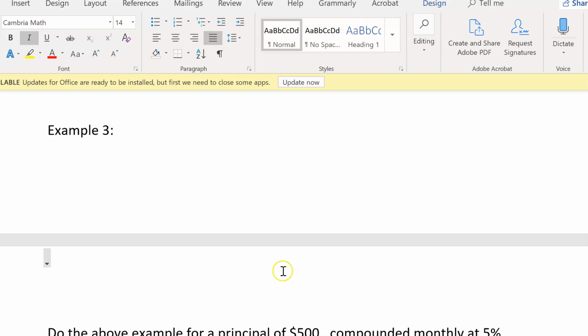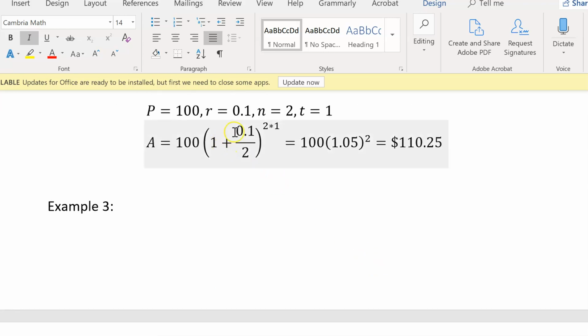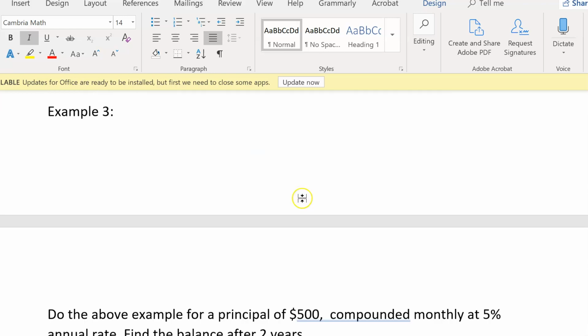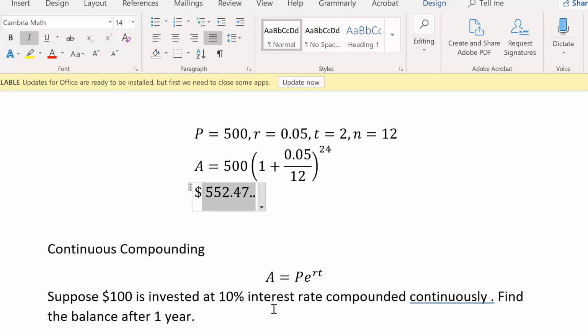So if you plug those into the equation, you get 500 times (1 + 0.05/12) to the power 12 times 2. That is 12 times 2, which is 24. And then when you use a calculator and calculate that, you get 552.47, which is the balance after 2 years. So that's how you do a simple, straightforward compound interest problem.